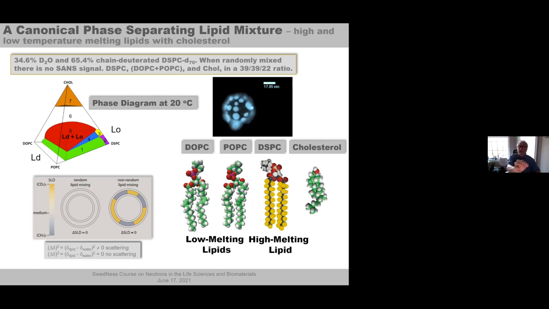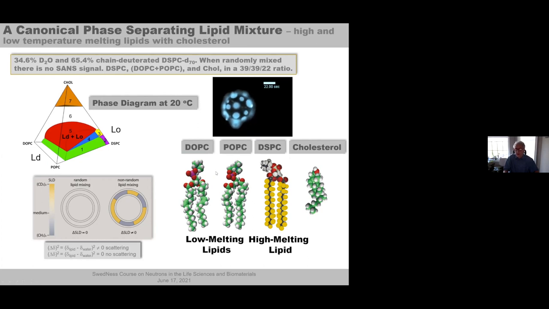You know exactly the composition of lipids in it, the ratio of lipids in that particular phase. And that is actually quite important. So in this particular system, Fred looked at this phase diagram made out of DSPC, which is a very biologically irrelevant lipid, but this is in lieu of sphingomyelin, POPC, which is a very biologically relevant lipid, and DOPC, and cholesterol.